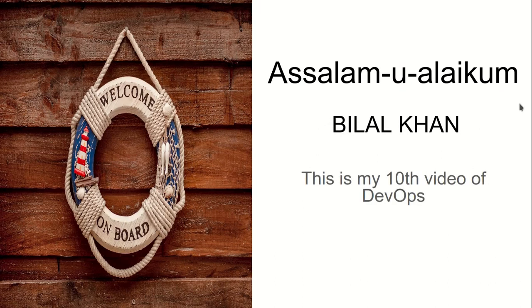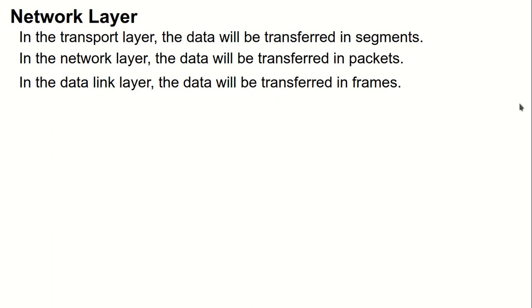So in this video I am going to show you the network layer. In the previous video I showed you what the transport layer is and a little bit about the network layer. The network layer will take the data from your computer to your friend's computer, and then the transport layer will take this data from the network layer and give it to the application layer.